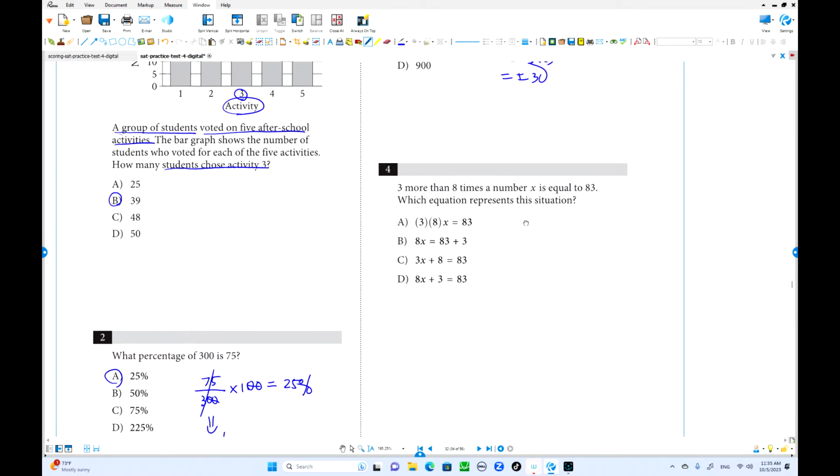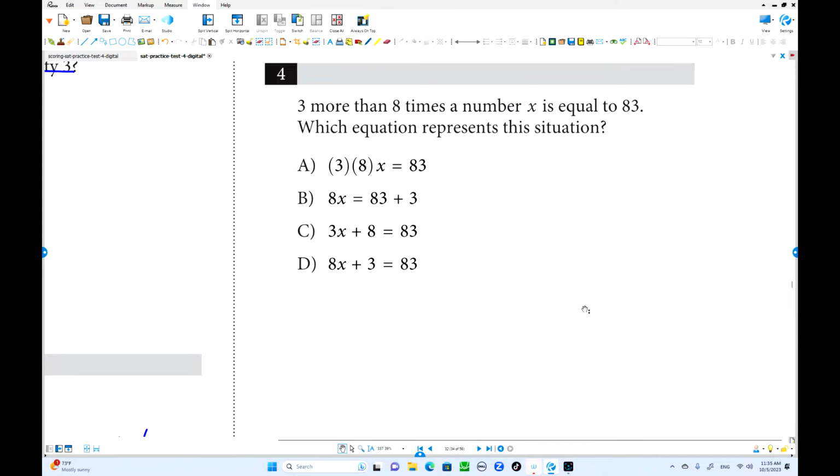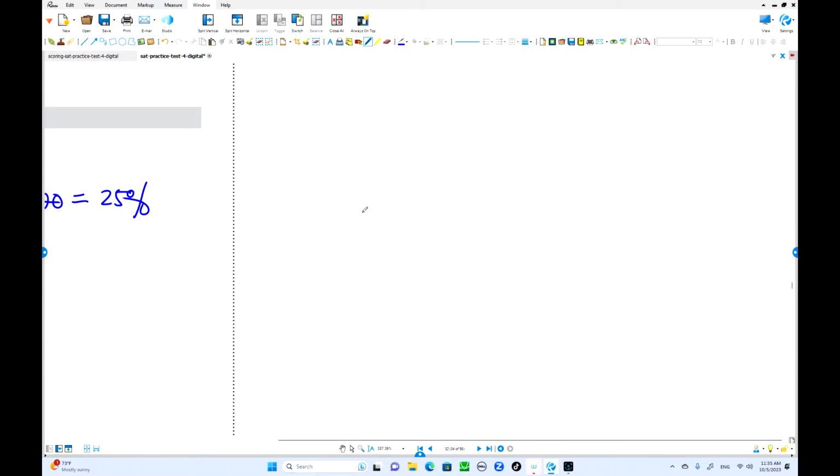So number 4, 3 more than 8 times x is 83, okay? 8 times a number is 8x, 3 more, that equals 83, okay? Which one is equal to this one? 8x plus 3 equals 83. Choice D is the answer, okay?